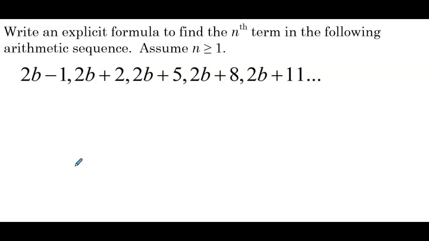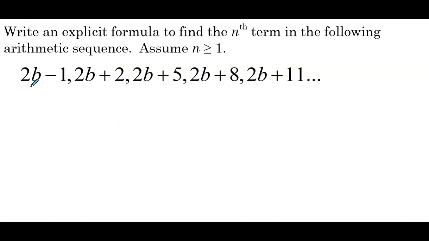Write an explicit formula to find the nth term in the following arithmetic sequence. Assume n is greater than or equal to 1. So first reaction here is, that looks like a really hard sequence. Where are the numbers? Why are there letters in it? And as we discussed earlier, a sequence can be a list of anything: numbers, symbols, shapes. So they just happen to have variables in each term now. Doesn't change our approach. First thing we want to do is identify the common difference.